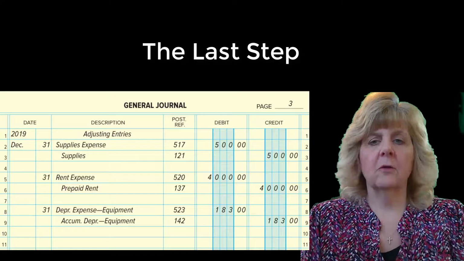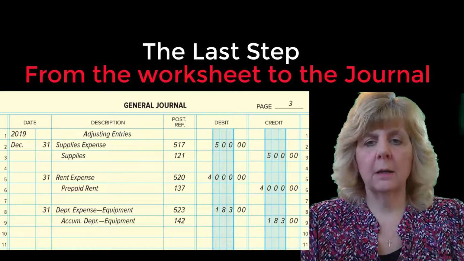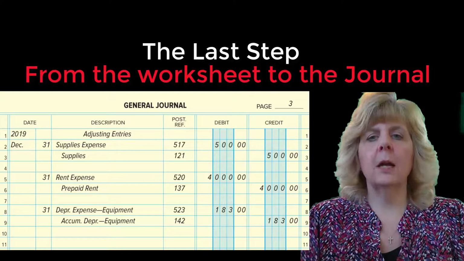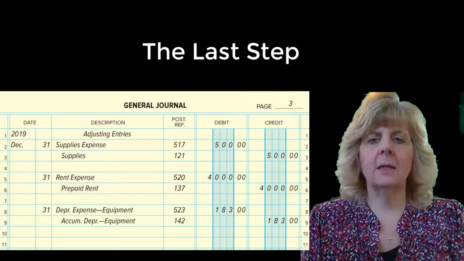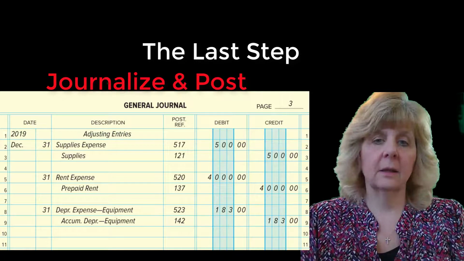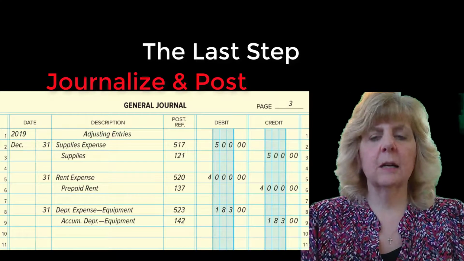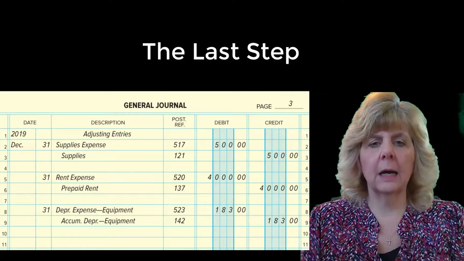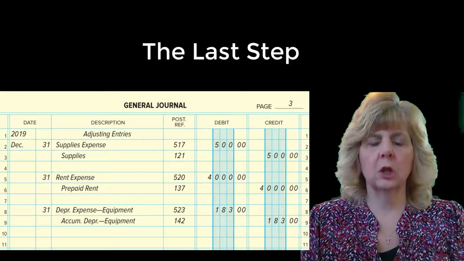The last step is to get the adjustments from the informal worksheet into the journal. The only way transactions can make it into the accounting system is through the journal entry process. So the last step in your textbook will show the 3 adjustments formally journalized and posted to the general ledger.